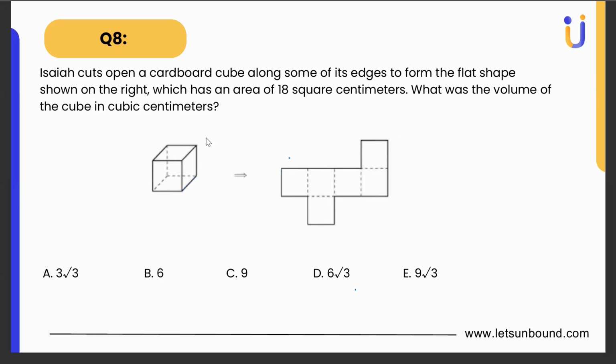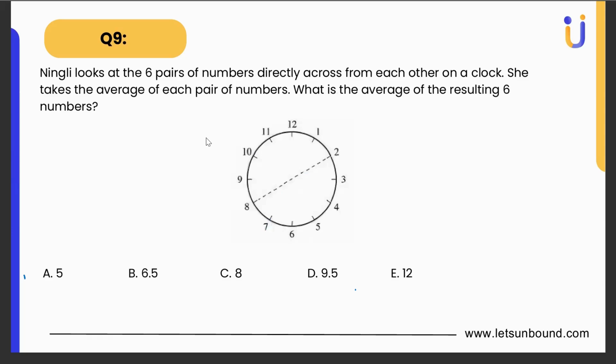Now let's look at the next question, which is the 9th question. This is also a good question. It says Ningli looks at the 6 pairs of numbers directly across from each other on a clock. She takes the average of each pair of numbers which are diametrically opposite. We call these numbers diametrically opposite if you look at them. For example, 8 and 2 is one of the examples here. Another example would be 12 and 6, 9 and 3. What is the average of the resulting 6 numbers?